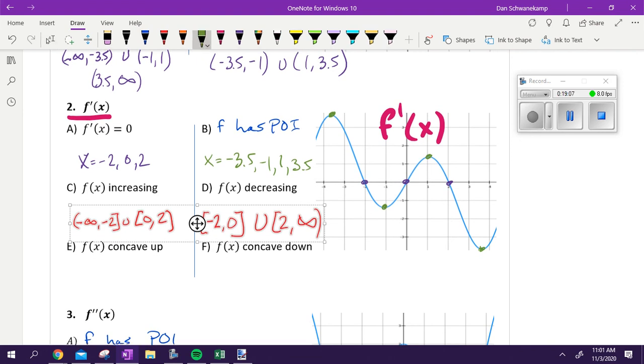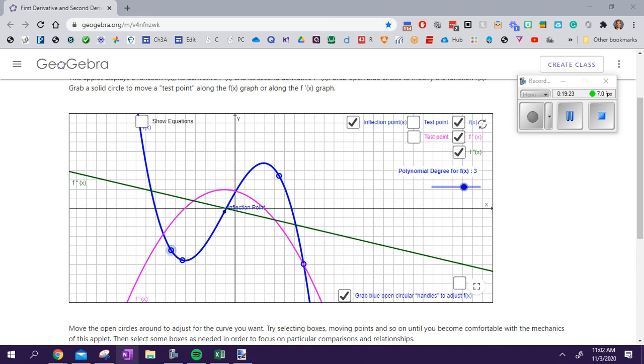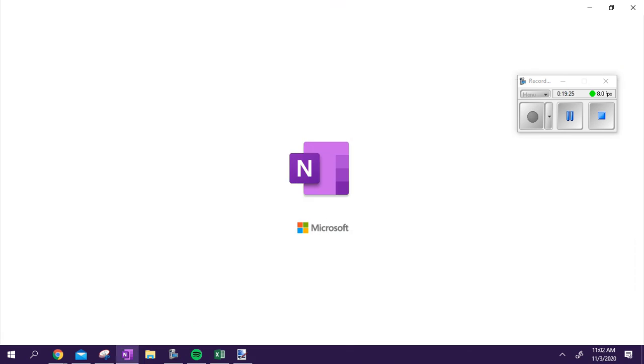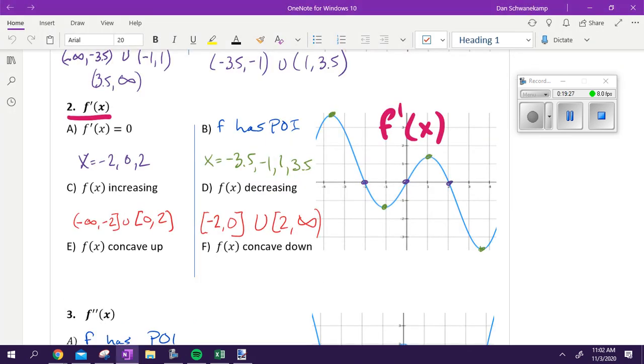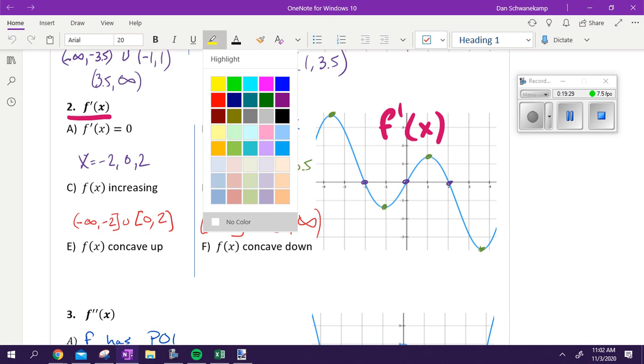Okay. I'm increasing from -infinity to -2 because F prime is positive. And from 0 to 2 because F prime, this is a graph of F prime. Sorry, I meant to highlight. F prime is positive. I'm above the x-axis. That's what we're looking for here. When am I above the x-axis?